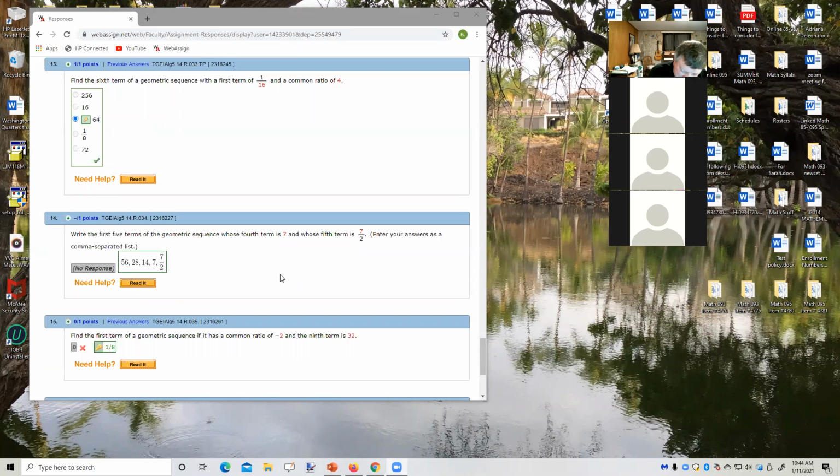All right, so we need a sub 1, a sub 2, a sub 3. We know that a sub 4 is 7 and a sub 5 is 7 halves. And we're supposed to write the first 5 terms, and they don't give us a formula, so we're going to use the formula a sub n equals a sub 1 times r to the n minus 1 power.